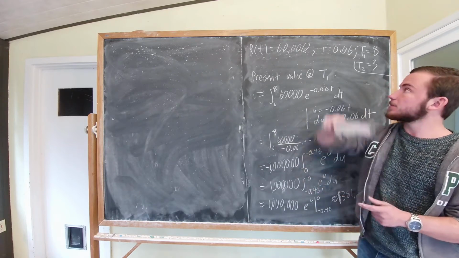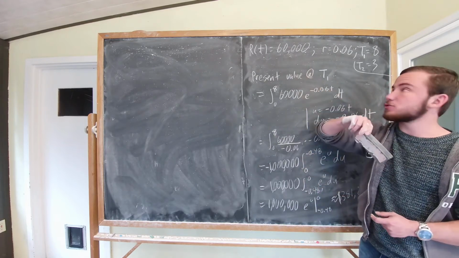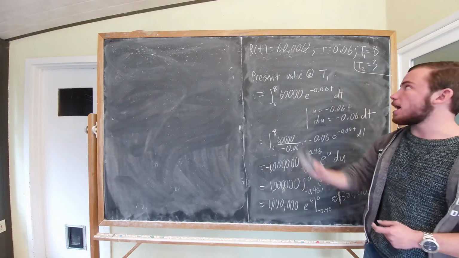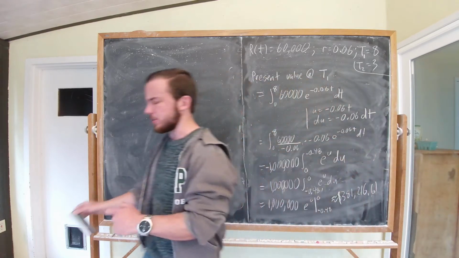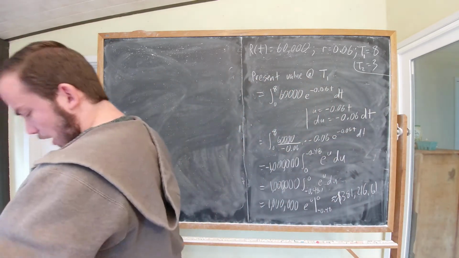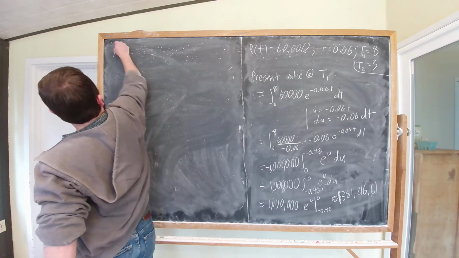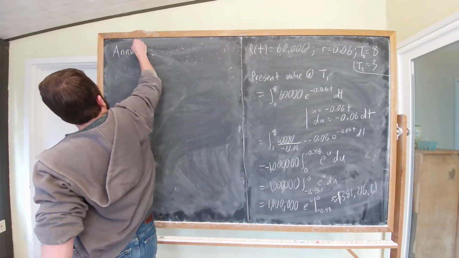Which is saying, hey, figure out what your income stream is, figure out what your interest rate is, and figure out what your T is. Those are the key parts of this. Alright, let's talk about another popular business thing.